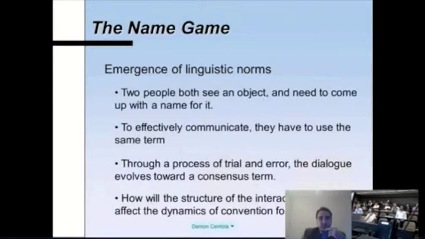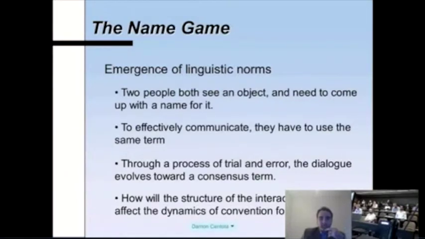So the way that we study this is called the name game, by looking at the process of the emergence of linguistic forms or linguistic conventions. And this approach to studying social conventions dates back to Wittgenstein, who first formalized this idea of thinking about social conventions as a two-person linguistic coordination problem. The basic setup is that two people independently look at an object, and their goal is to come up with a common name for it so they can communicate with each other.